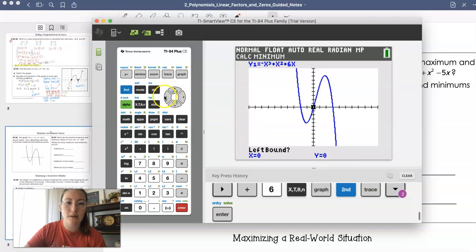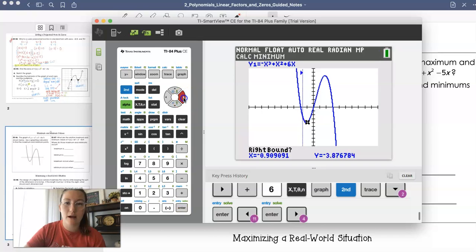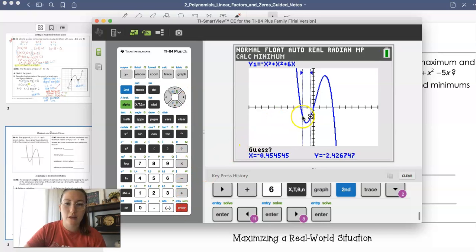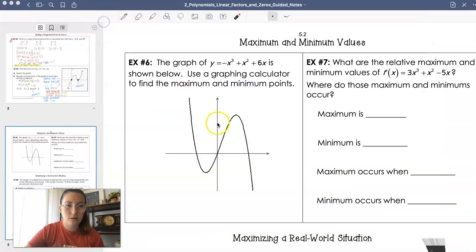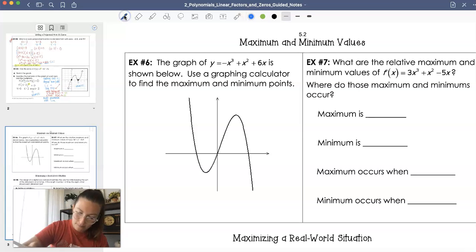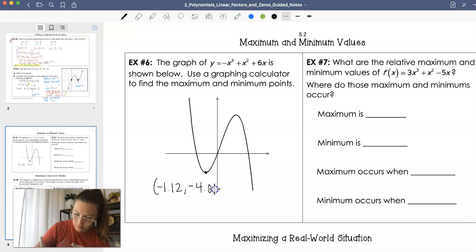Okay, it says go to the left of the minimum. So now I'm on the left of the minimum, and then we go to the right of the minimum. Your minimum should be between these two lines. My minimum is between these two lines, so you press enter, and it gives me this minimum. So let's write that down. This minimum right here is at negative 1.12, negative 4.061.